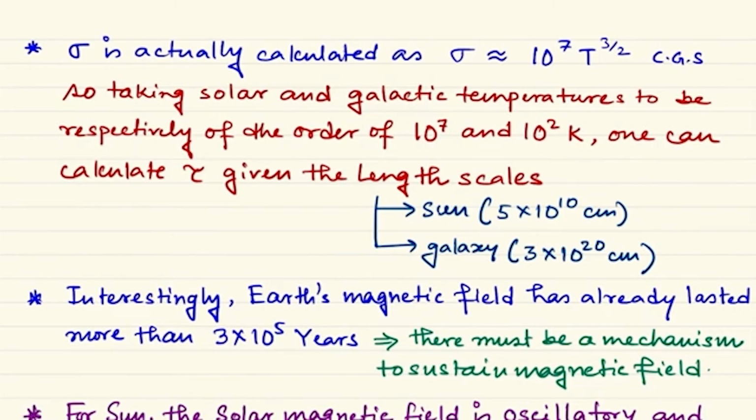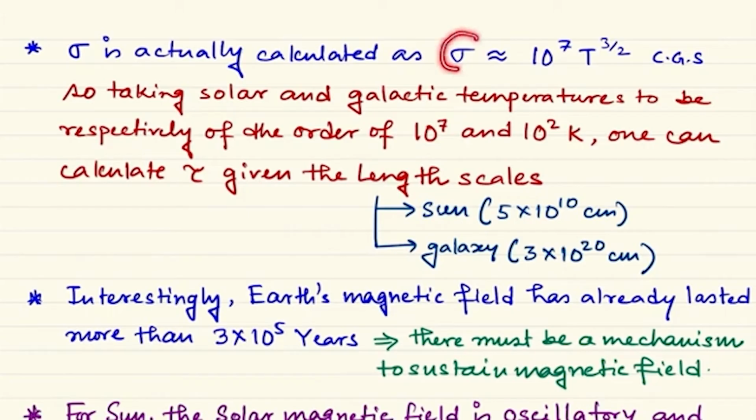Now taking, for example, solar and galactic temperatures to be respectively of the order of 10 to the 7 and 10 to the 2, we can calculate the corresponding sigma. Okay, now it is a very small task for you.